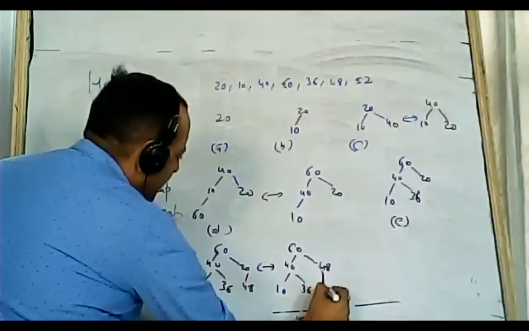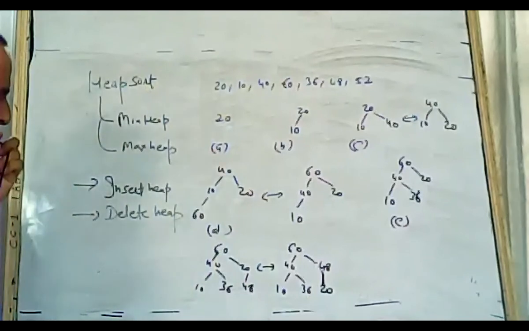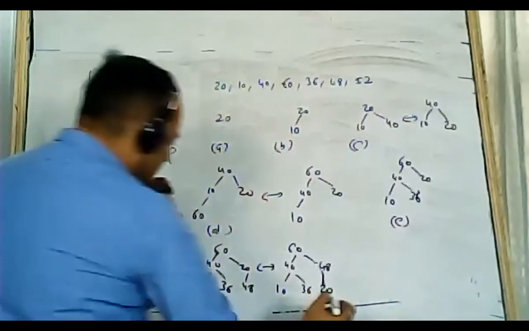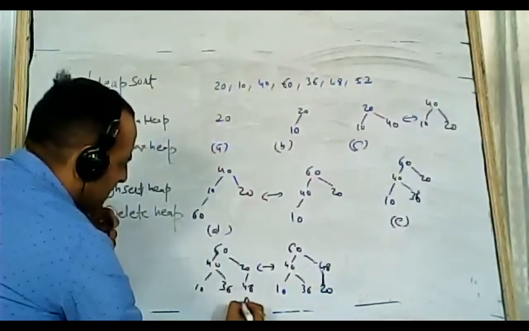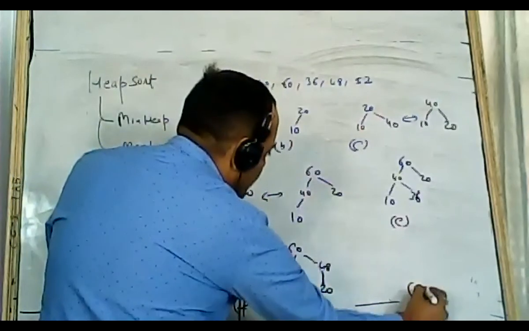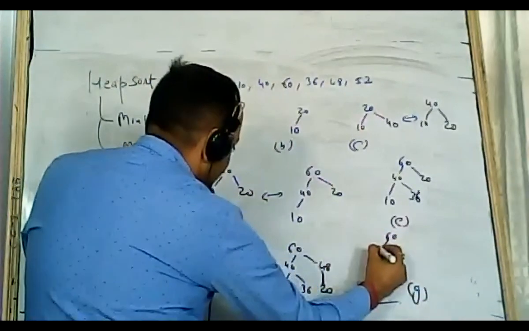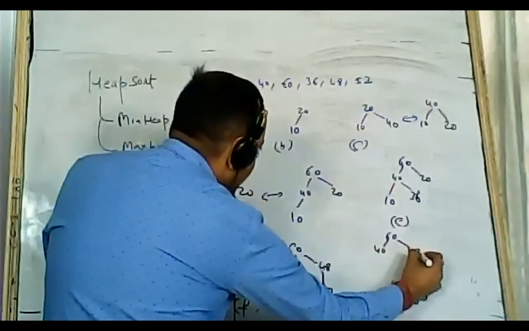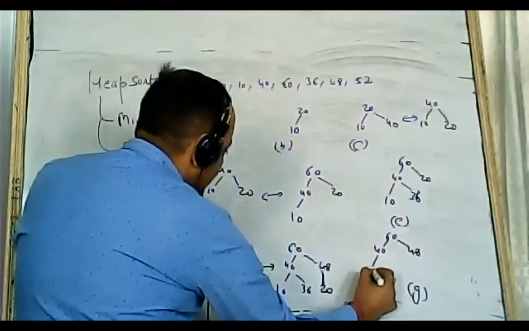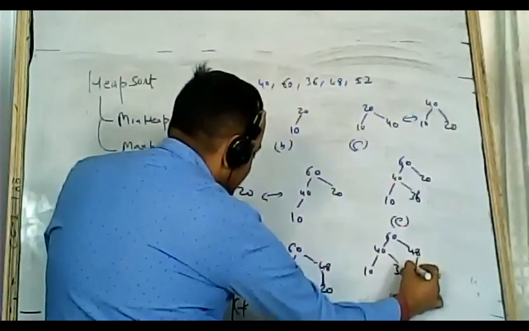48 and 20. Yes, sir. Yes or no? Yes, sir. Next element. This is my D and this is my F step. Now, G step will do what? 60, 40, 48, 10, 36, 20.